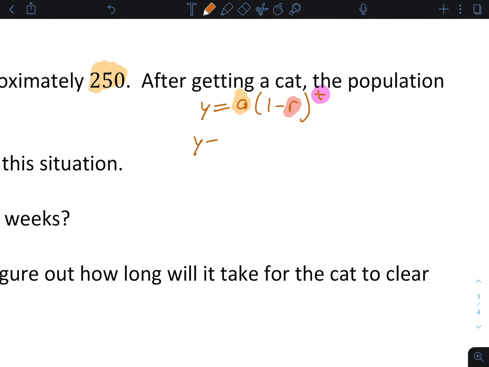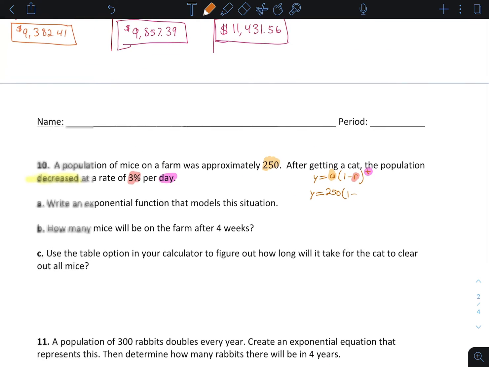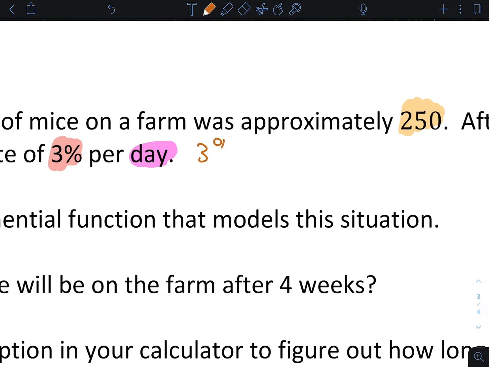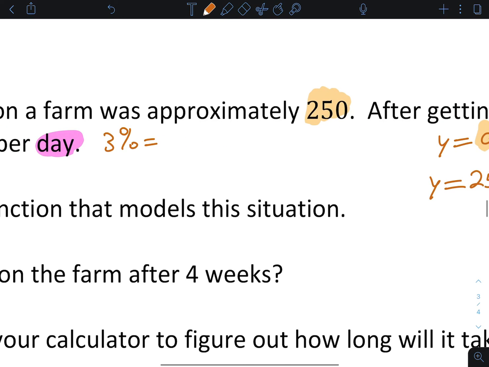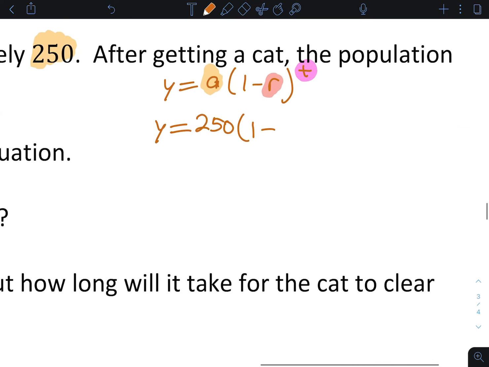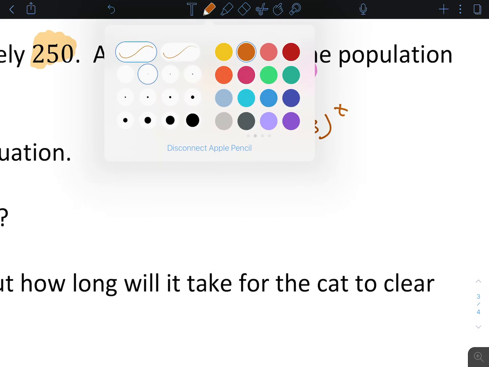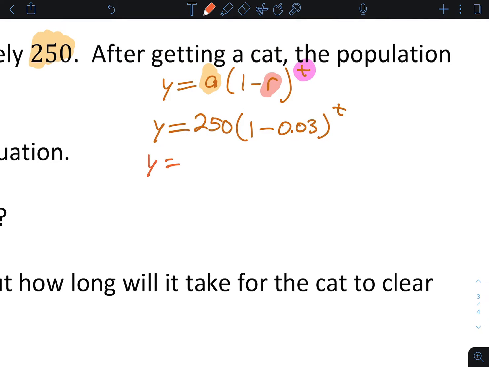So let's write out and plug in everything we know. My A value was 250, times 1 minus my rate. My rate was 3%. Let's change that 3% into a decimal. Again, take that decimal point and move it 2 places to the left. So that's 0.03. So that means here we'll do 1 minus 0.03 to the t. And yes, you can condense this a little bit more, because 1 minus 0.03 is 0.97.